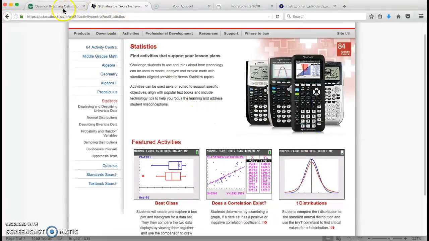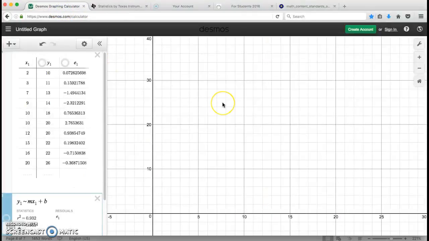One of the other things I suggest students do as well is use a graphing calculator online. So here is what's called Desmos. It's a graphing calculator that's online. You can go to this website at any time, www.desmos.com/calculator, and I actually kind of pre-programmed a table of numbers. And so basically what my students would do is they would enter this data into the table, and then they would basically be able to graph it.